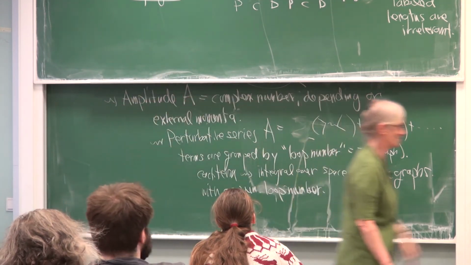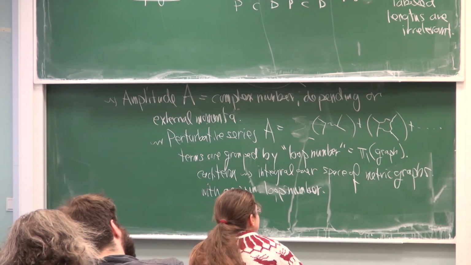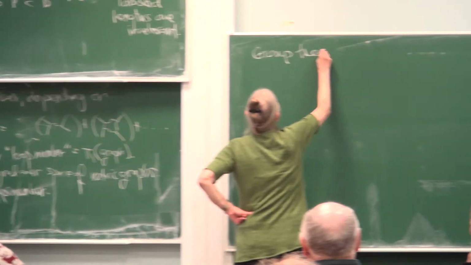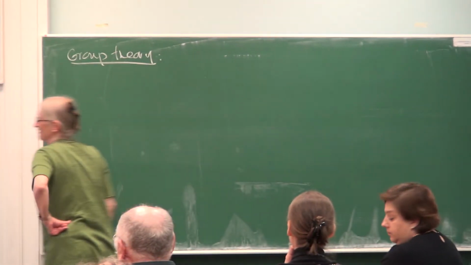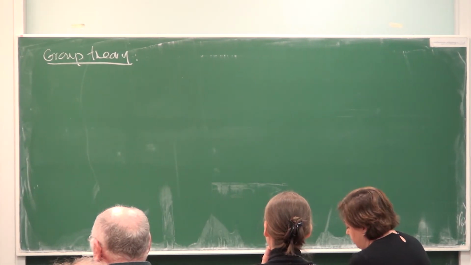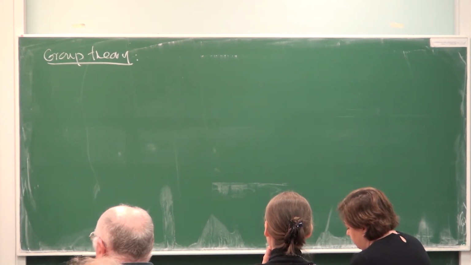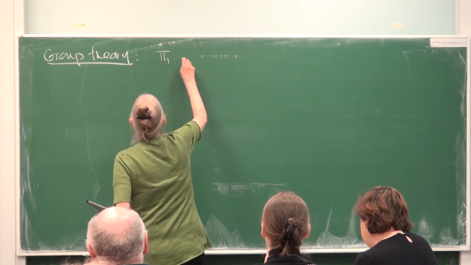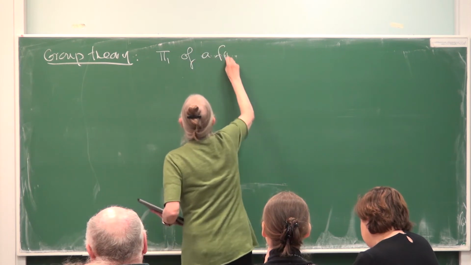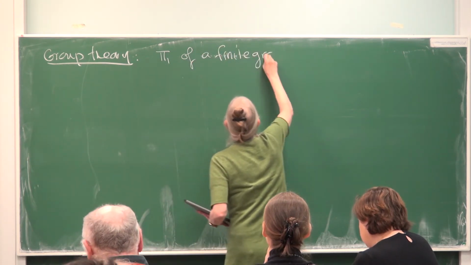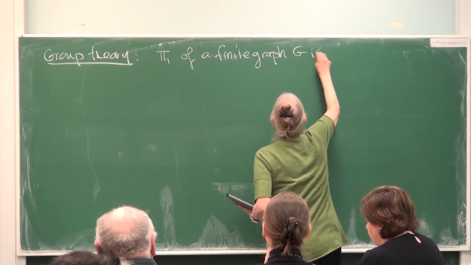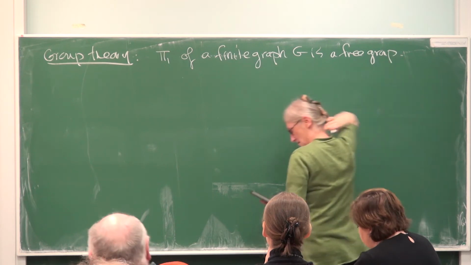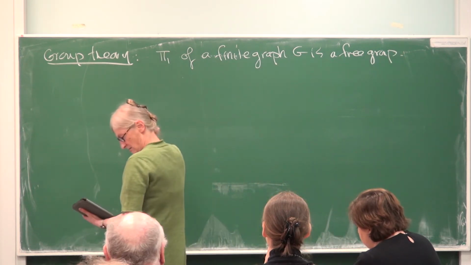I'm going to pass to motivation strictly from mathematics. That comes from group theory, where I can say things with a little bit more authority than I can about phylogenetic trees and Feynman integrals. So what about group theory? The fundamental group of a finite graph G is a free group. Okay, so that's a basic fact.